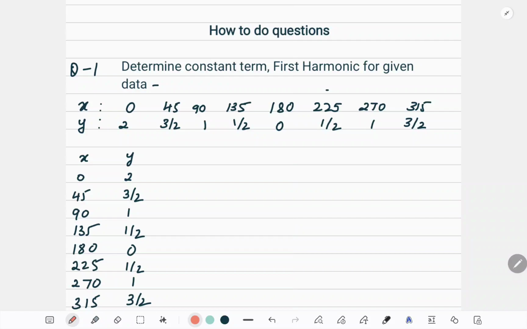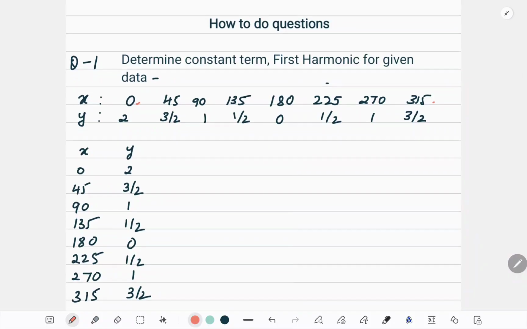Now, the very first thing you need to observe in the question is the value of x. It is starting with 0 and ending at 315, so it is not from 0 to 360. So no need to remove anything. This is the safest thing you need to check first. And also the y values are different.